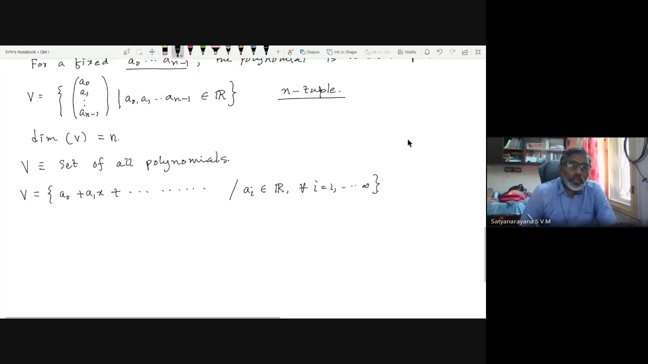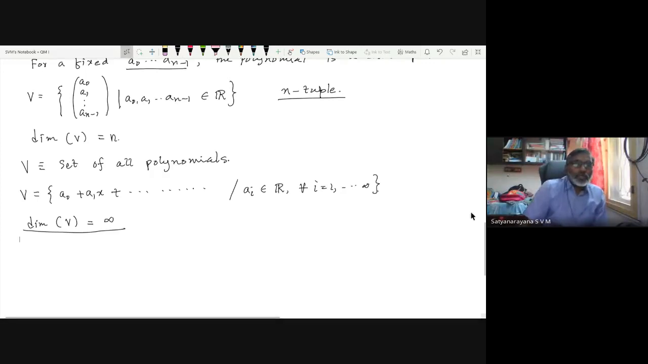So what I want to drive home here is that if you consider the set of all polynomials, then what will be the dimension of this vector space? How many real numbers are required to define a polynomial? You require infinitely many of them, because the degree can be anything. So the dimension of this vector space is infinity.